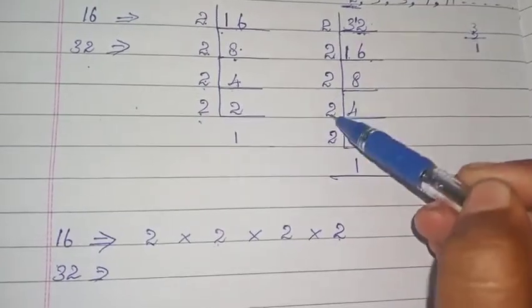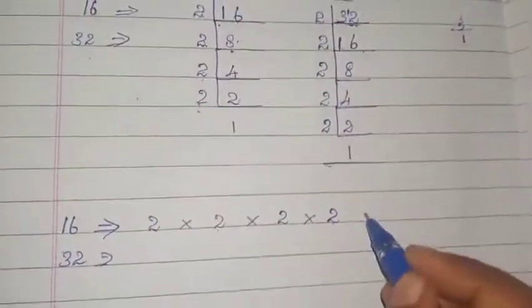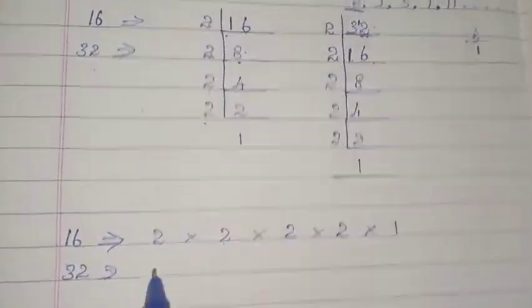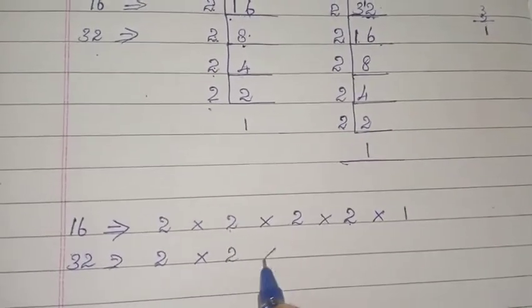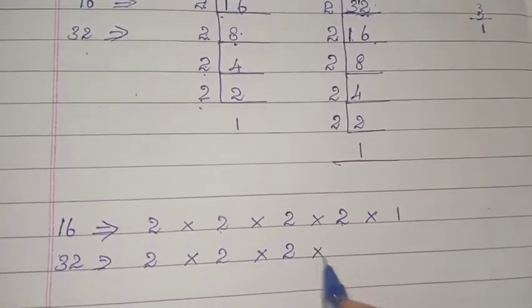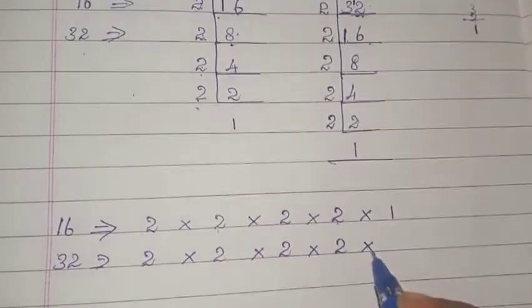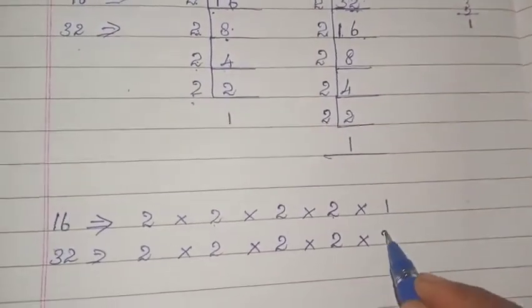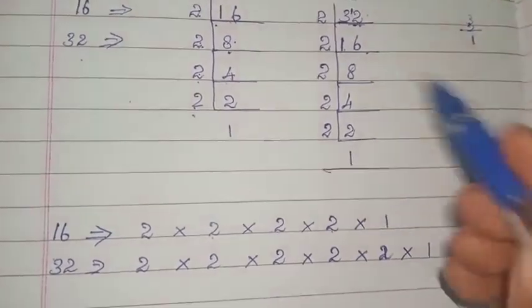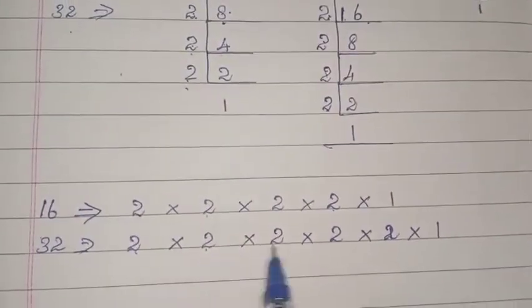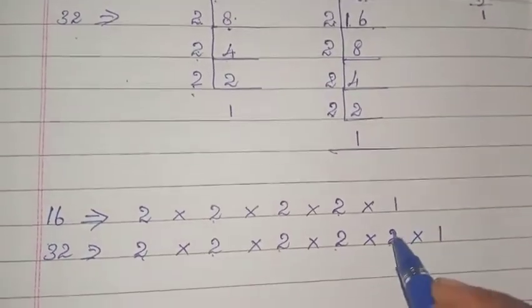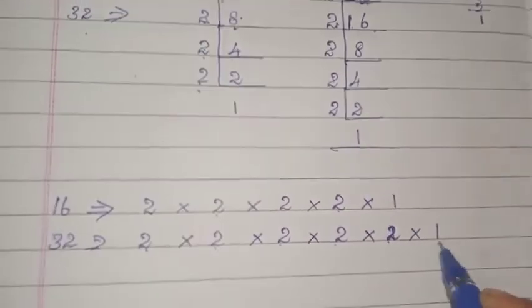For 32 we have 1, 2, 3, 4, 5. That also you can write: 2 into 2 into 2 into 2, multiplied by 2 into 1. So 1, 2, 3, 4, 5, five 2s. And then I have written that 1 also.